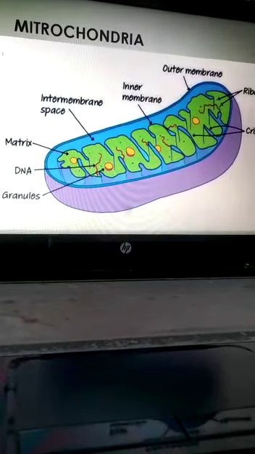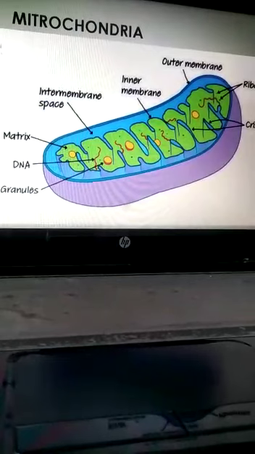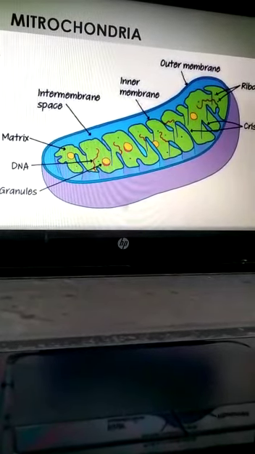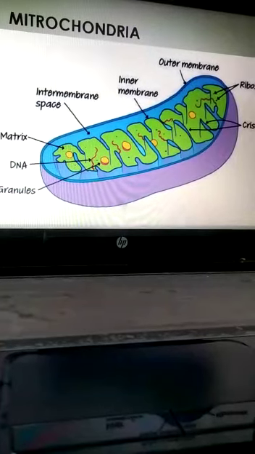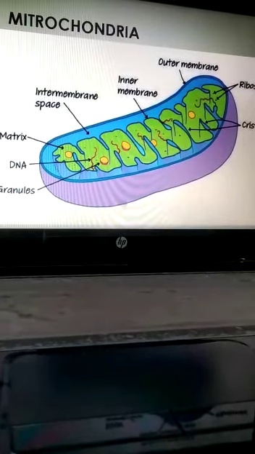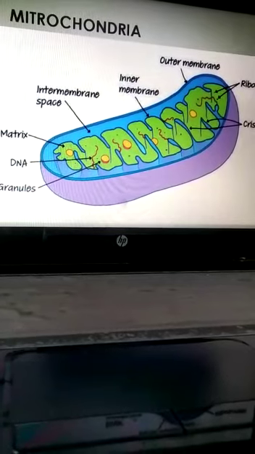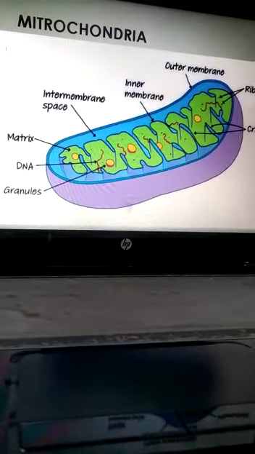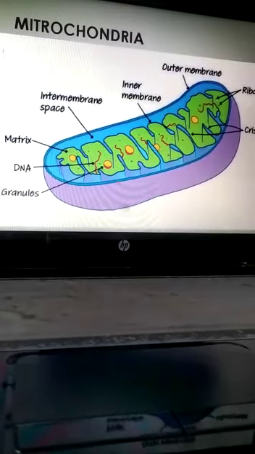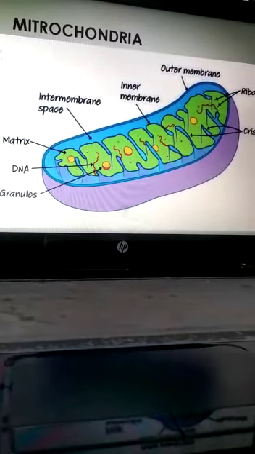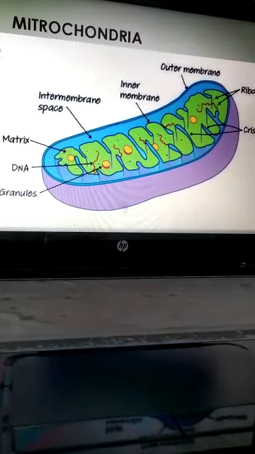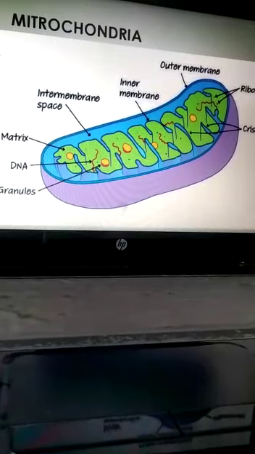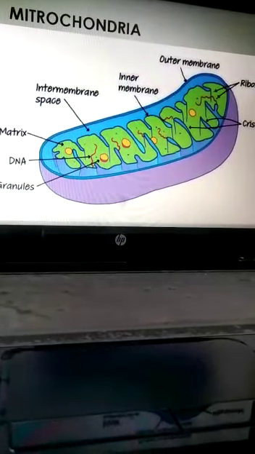The outer membrane is smooth and porous, while the inner membrane is folded into a large number of finger-like structures called cristae. Cristae increase the surface area of the inner membrane, which provides more surface area for the metabolic reactions to take place. The fluid inside the mitochondria is called matrix.